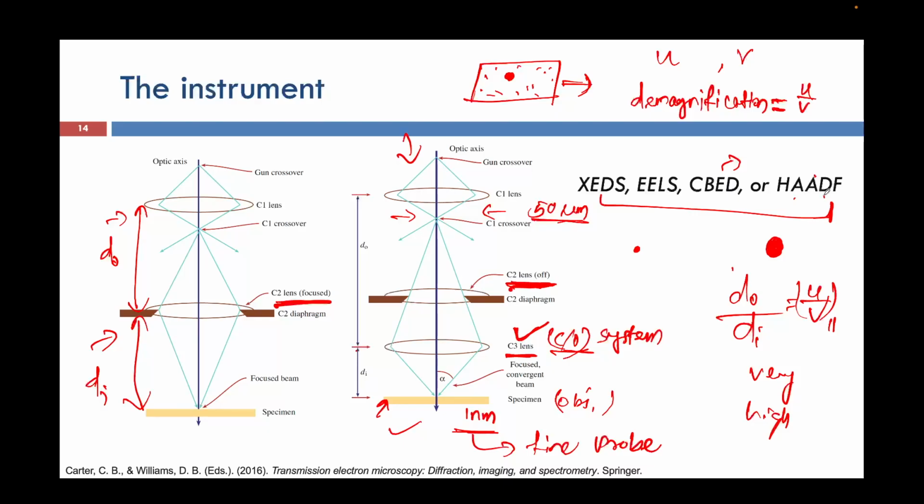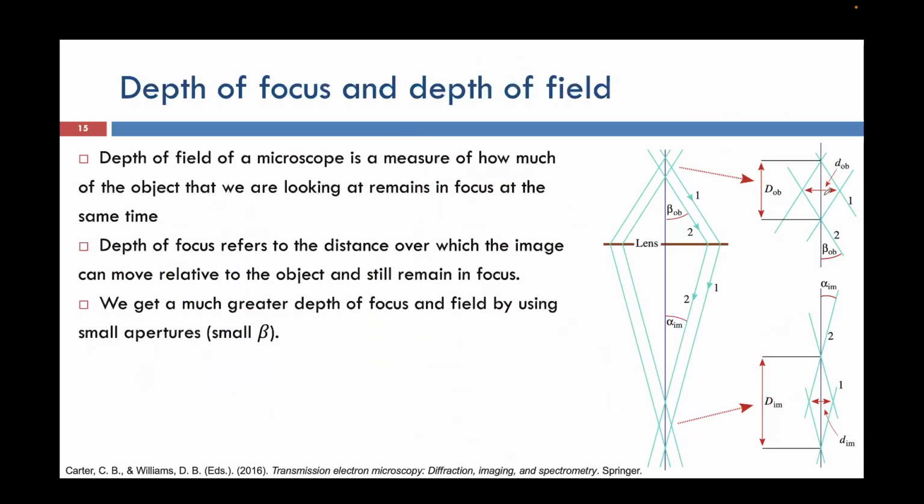So these are the different types of beams that we operate in our electron system. And then comes depth of focus and depth of field. These are the terminology which we have seen earlier. Depth of field always corresponds to the object, how much we can move the object, and depth of focus always refers to the image.